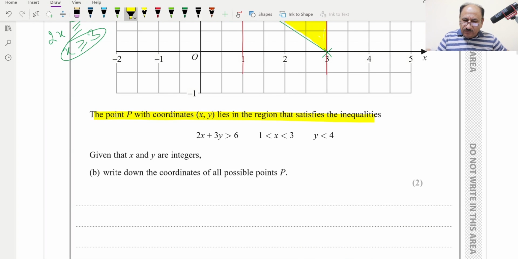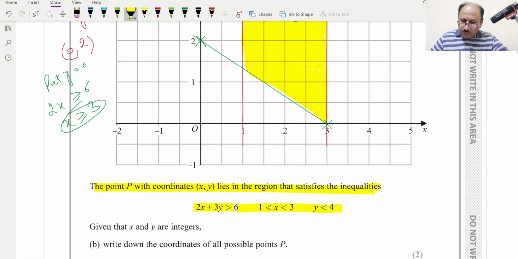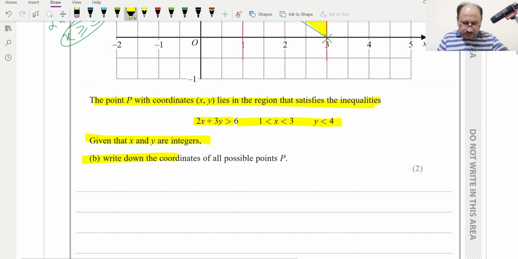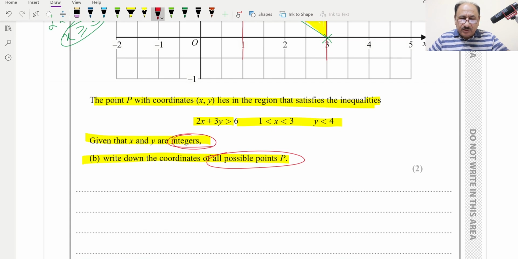Then the point P with coordinates x and y lies in the region that satisfies the inequalities. So these three inequalities, y is greater than 4, and these are the inequalities. Given that x and y are integers, write down the coordinates of the two possible values of P. We have to write down all the possible values of point P, and keep in mind x and y are integers, so we'll be taking whole numbers.